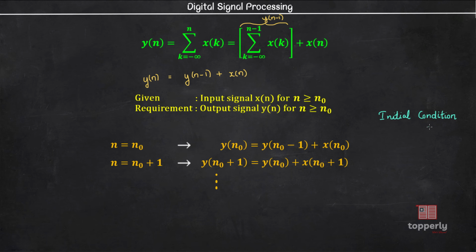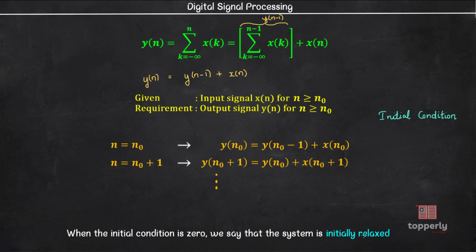When the initial condition is 0, we say that the system is initially relaxed. For instance, this system is said to be initially relaxed if the value of y of n0 minus 1 is 0.